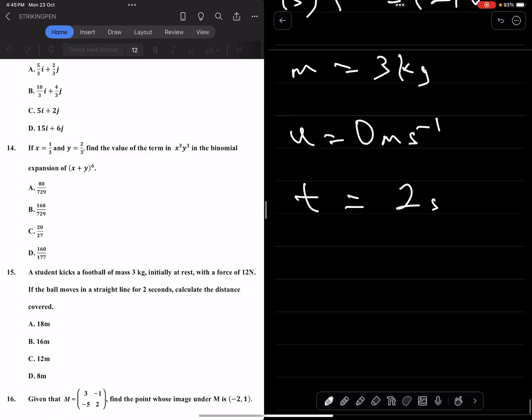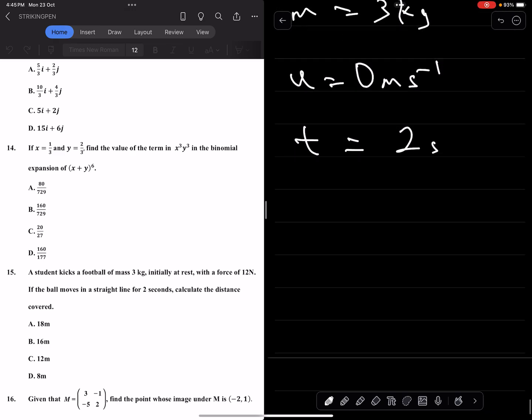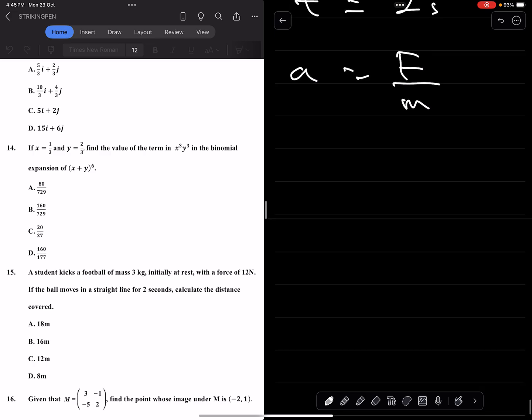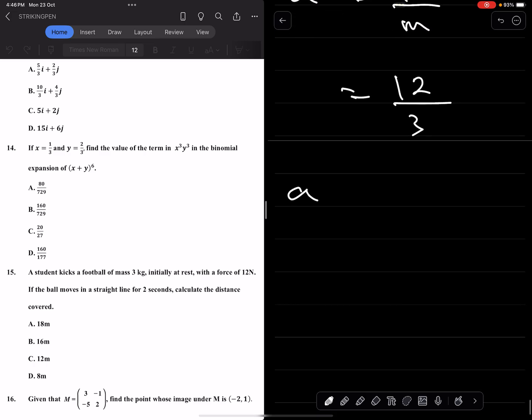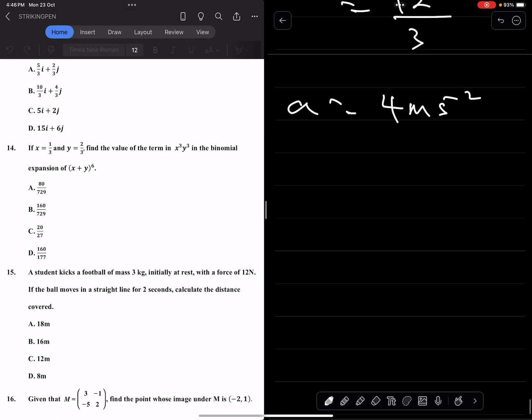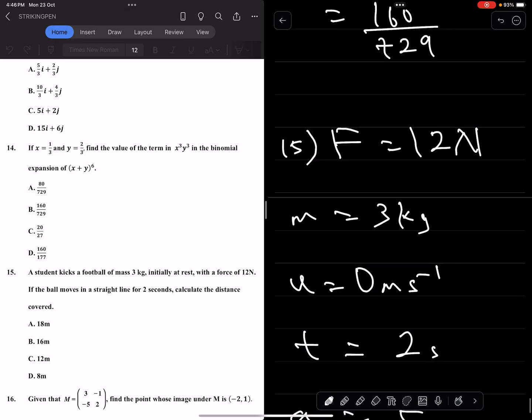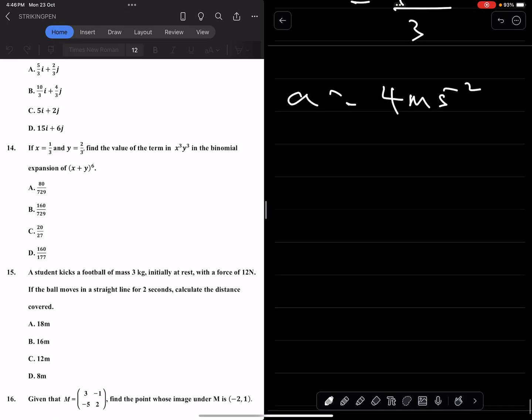Calculate the distance covered. Okay, first of all, we need to find acceleration. Acceleration is F over M, which is the same as 12 over 3. And that means acceleration is 4 meters per second squared. Now, we have the acceleration. How do we find the distance covered? We already have U, A, and T. So this formula is very appropriate. S equals UT plus half AT squared.